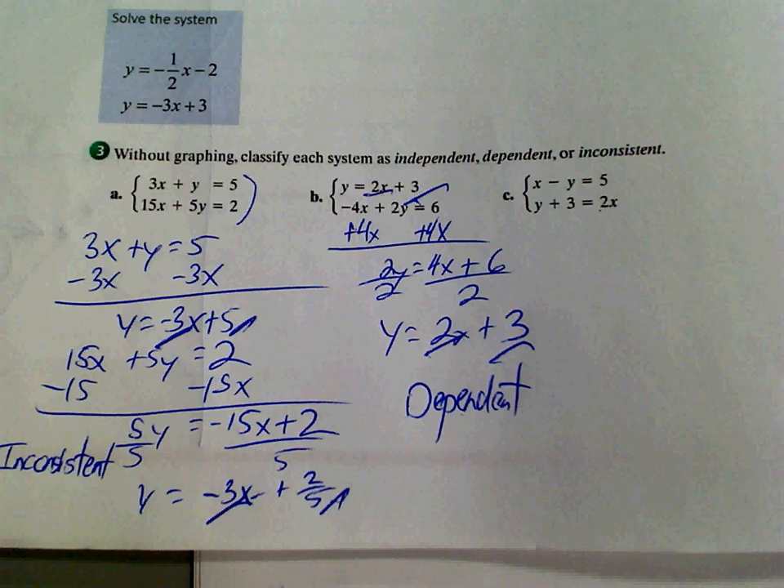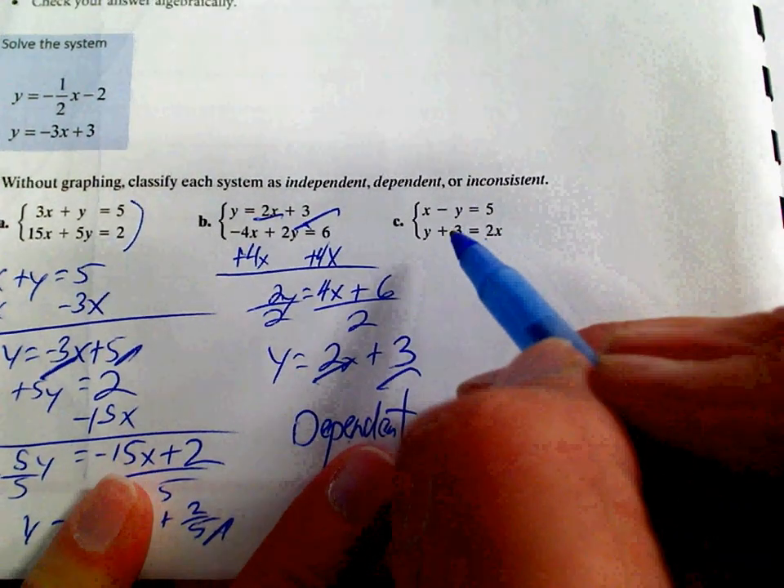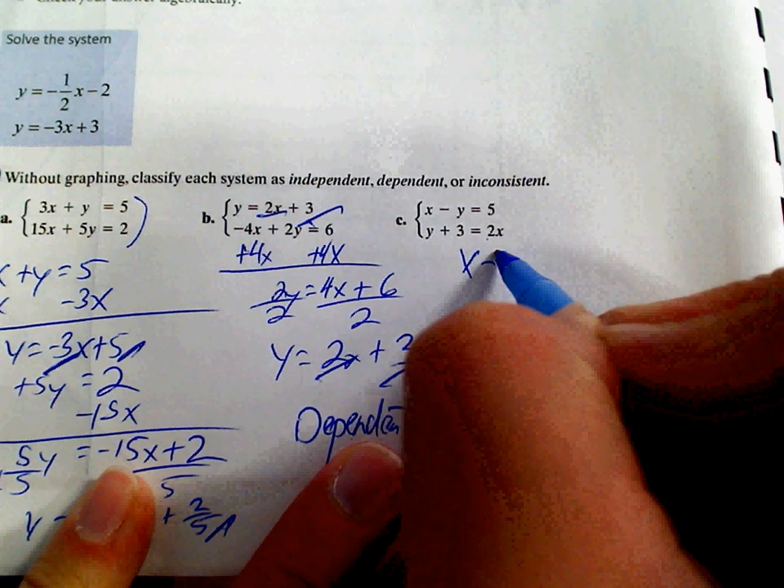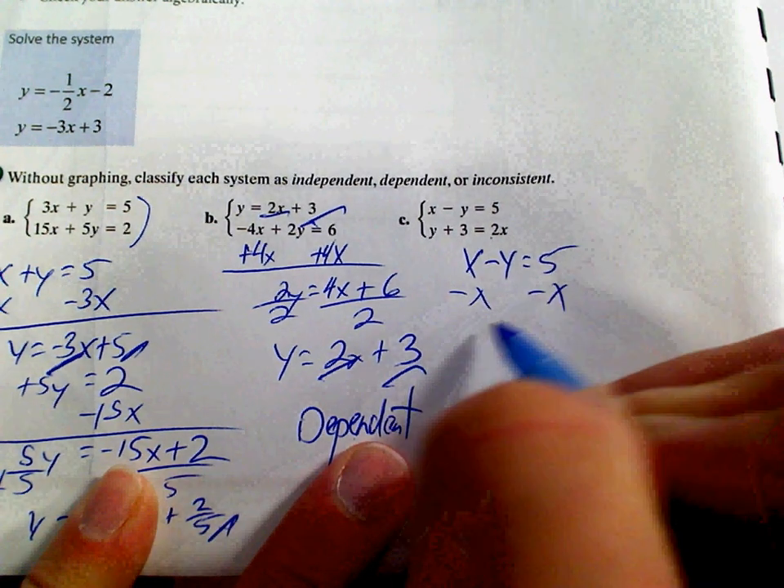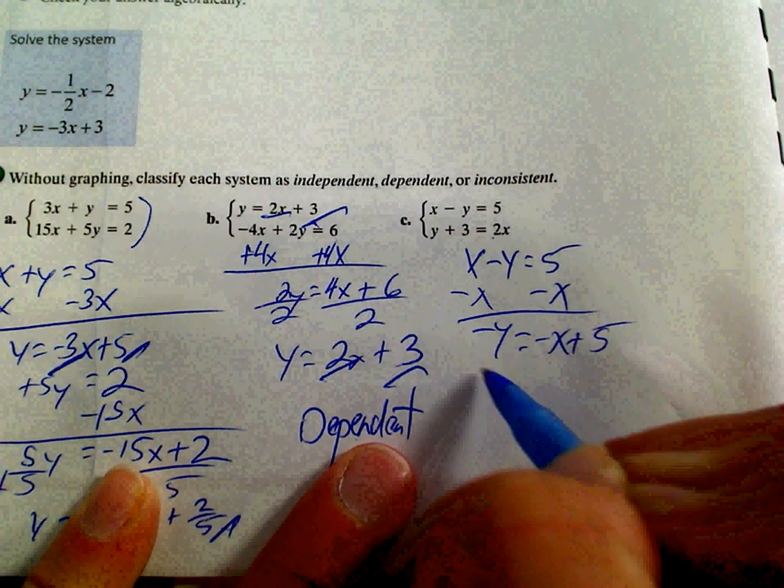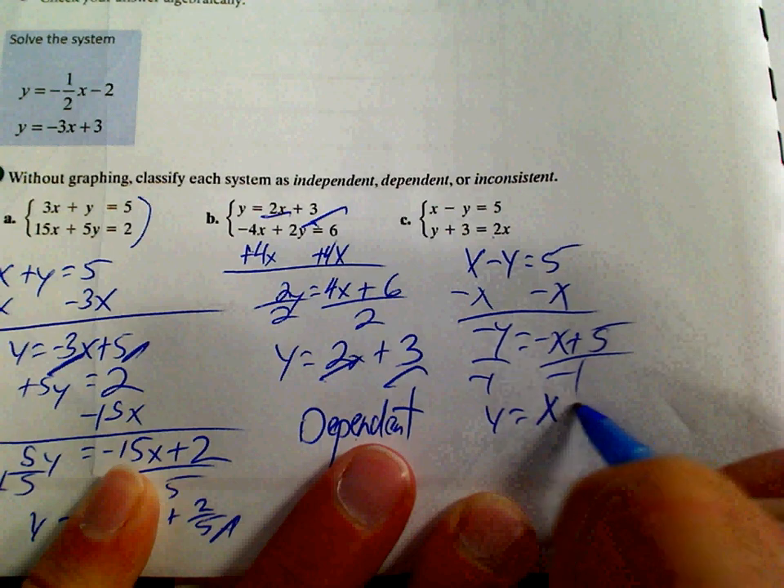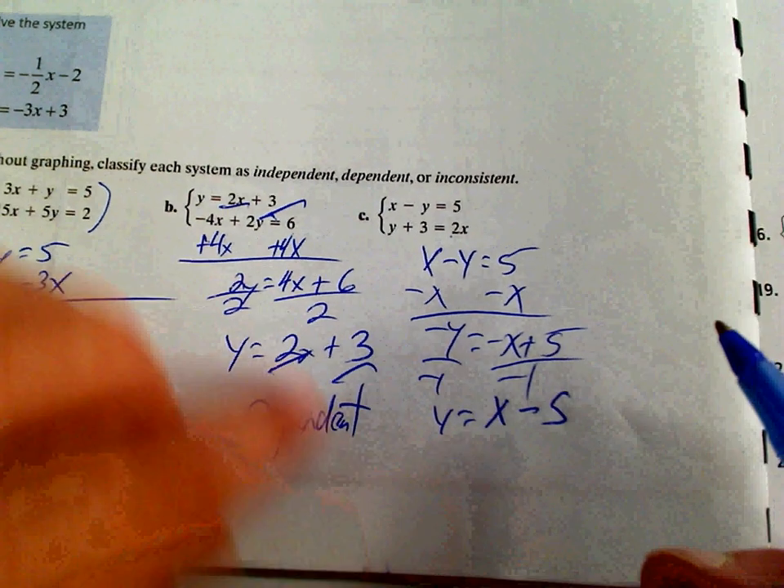In the last one, rearranging these, we have x minus y equals 5. Subtract the x, negative y is negative x plus 5. Divide by negative 1. y would equal x minus 5. All right, up here, I can stop right there.